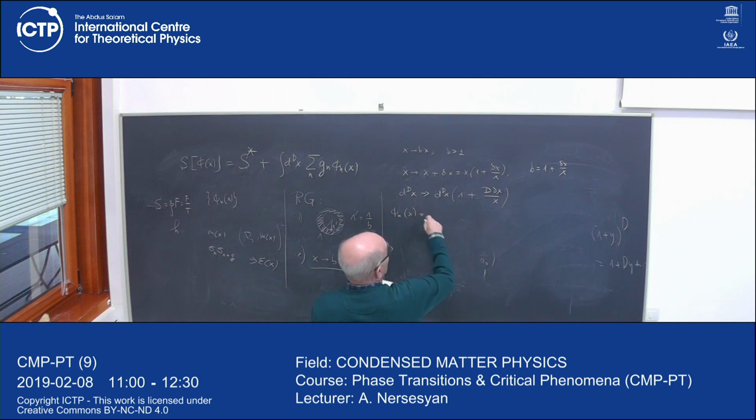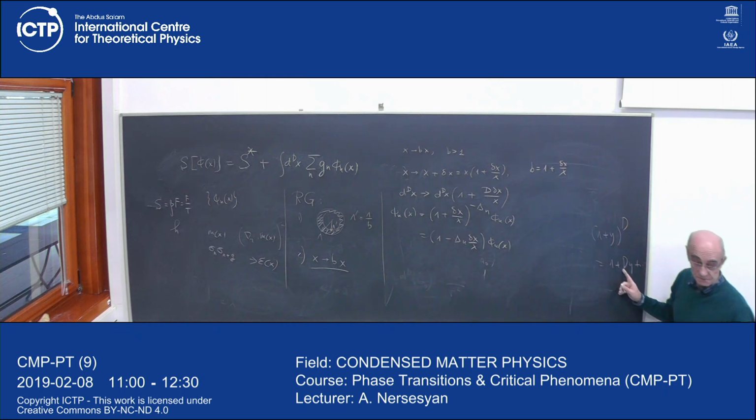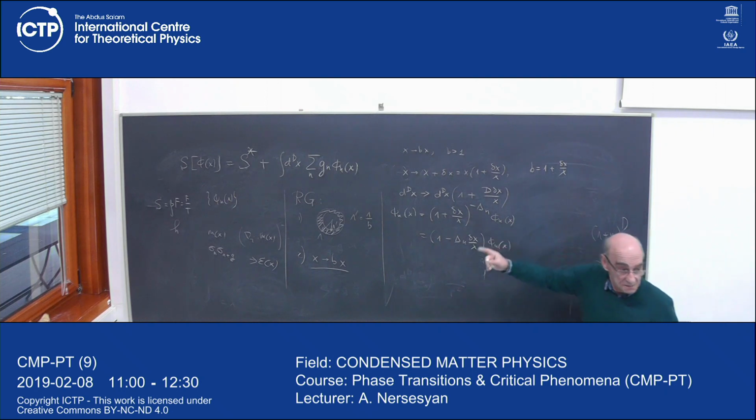The field should be multiplied by b to the power minus delta. But b is 1 plus delta x divided by x, to the power minus delta, times phi_n of x. So therefore, again it is 1 minus delta_n delta x over x, times phi_n of x. Everywhere I drop the quadratic corrections in delta x, for the same reason. Instead of d I have minus delta, the same reason.